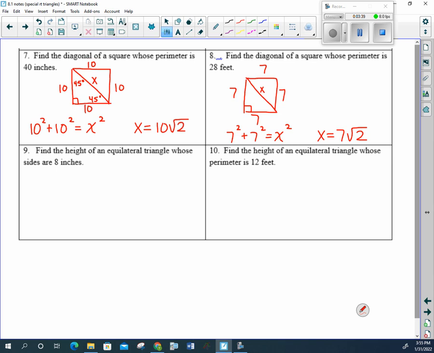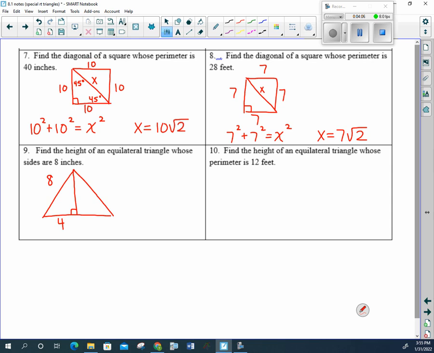And then number 9, it says find the height of an equilateral triangle whose sides are 8 inches. So equilateral triangle means all the sides and all the angles are congruent. If you're going to try to find the height, that means I'm going to drop an altitude down, which means this is going to be 90 degrees right there. This side right here is, it says the sides are 8. When you drop the altitude down, it bisects that base, so that side is 4.